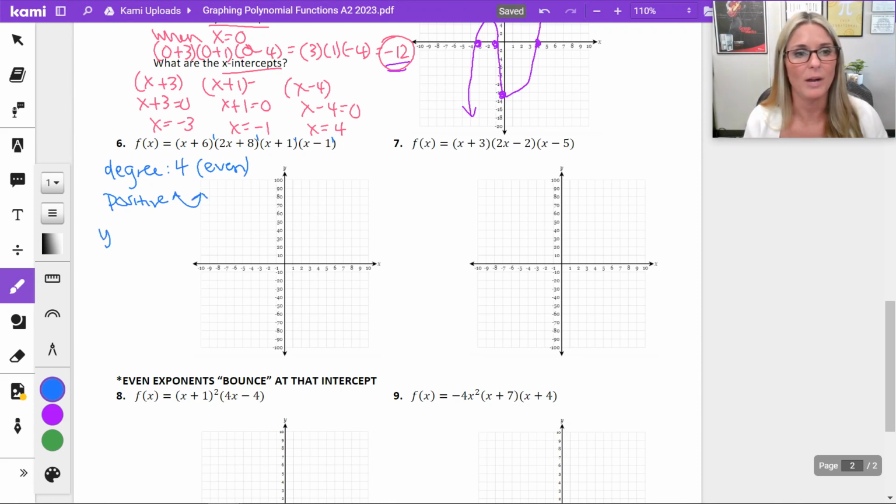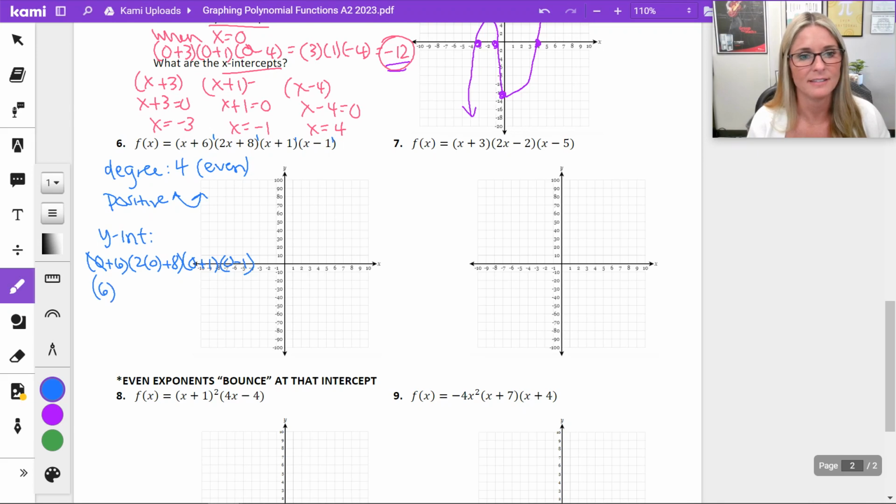Let's think, what's our y-intercept? Y-intercepts occur when the x's are 0. So let's plug in 0 for all of my x's in this factored form. And when I simplify, I have 6 times 8 times 1 times negative 1, so our y-intercept is going to be negative 48.